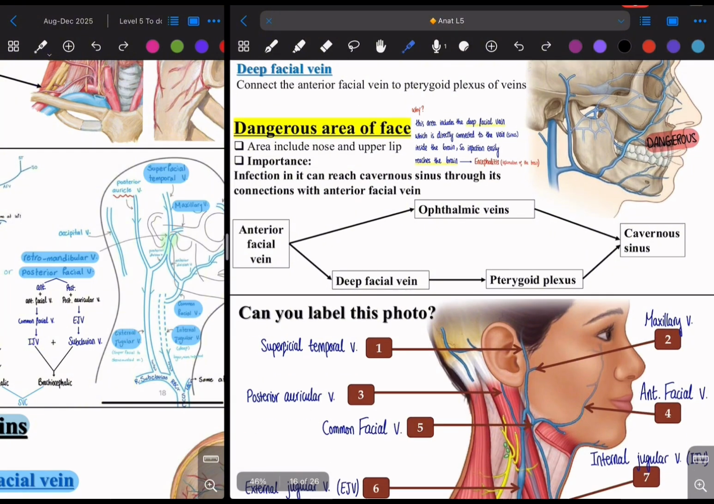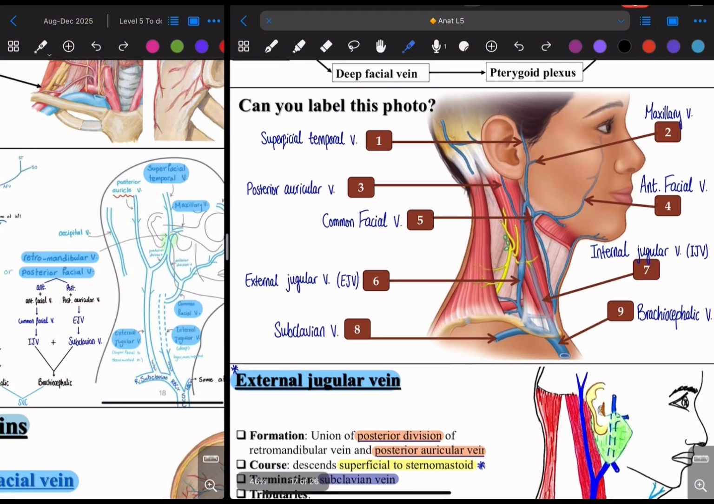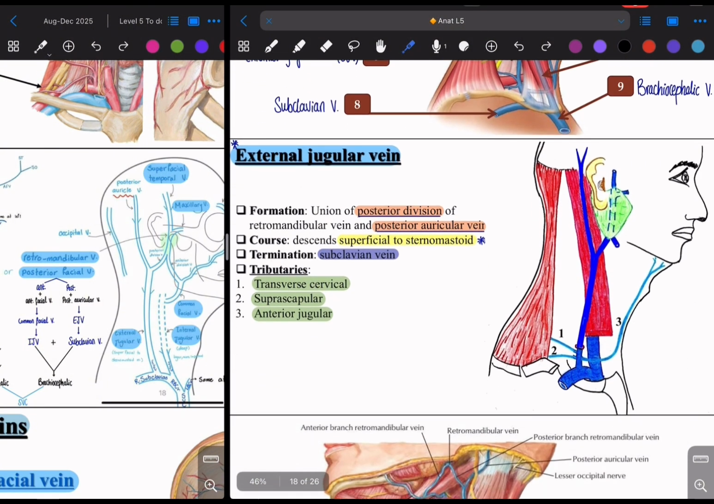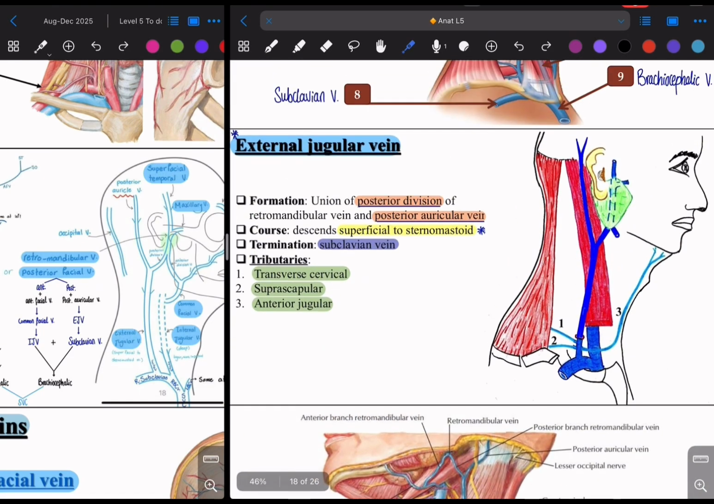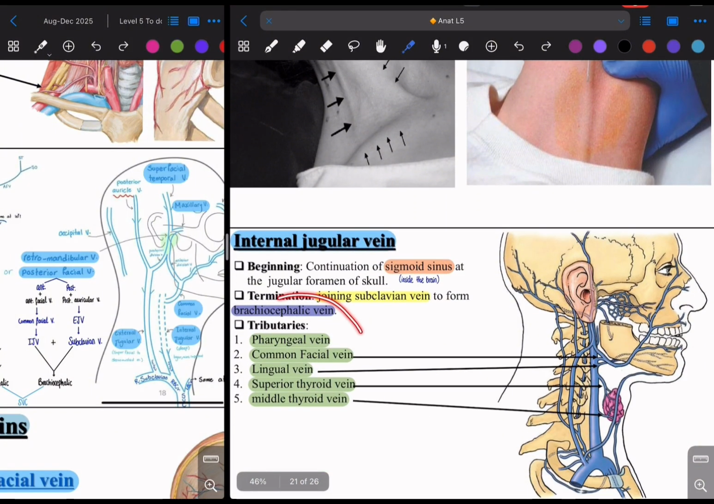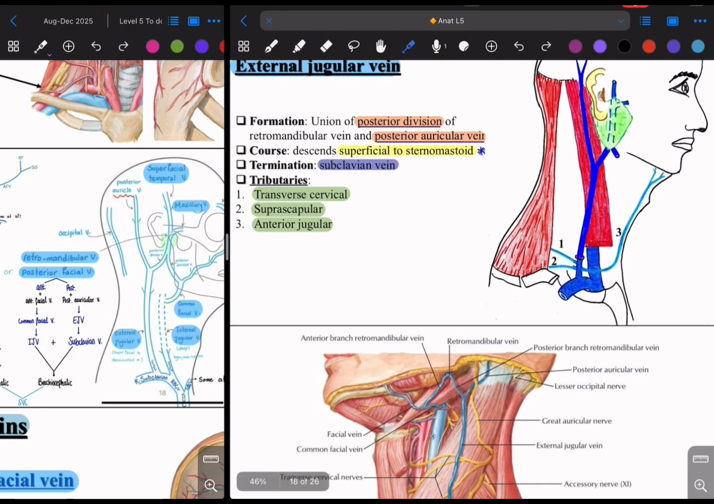But then here we have a diagram you can use for practicing to label. And then we have the external jugular and internal jugular. For the external jugular and internal jugular, we have branches, okay? These branches, the doctor didn't focus on them a lot in the lecture, but let's just know them in case we need them, okay?